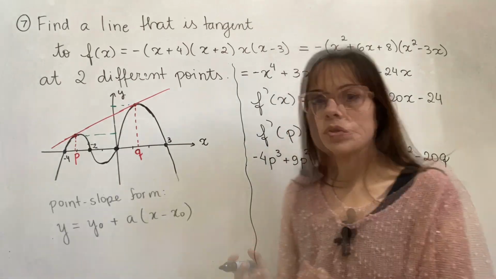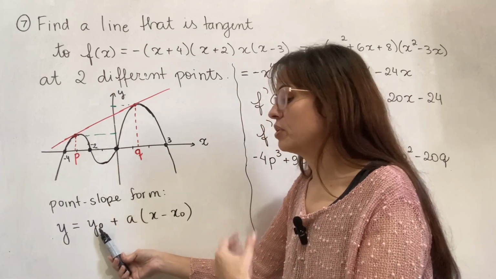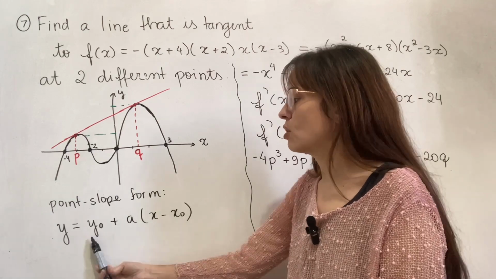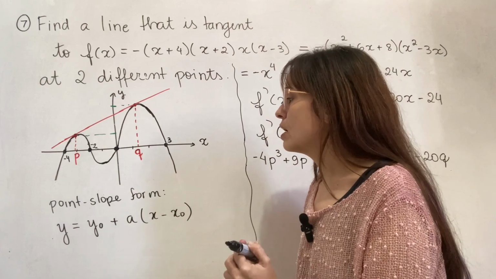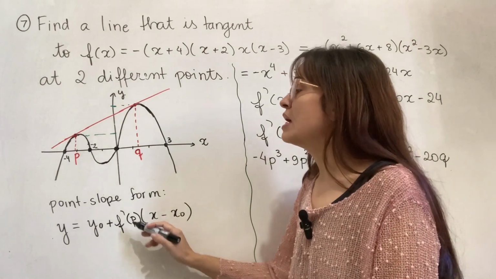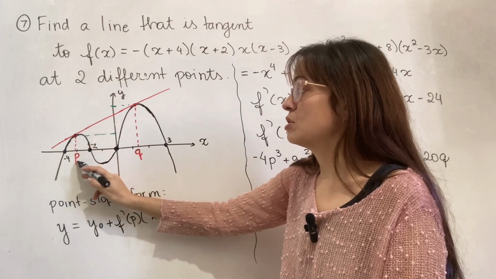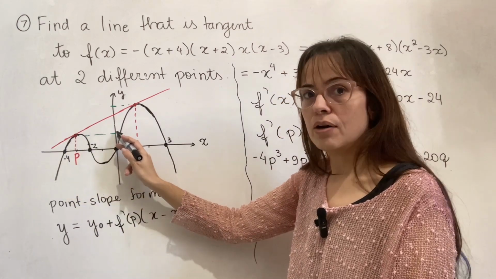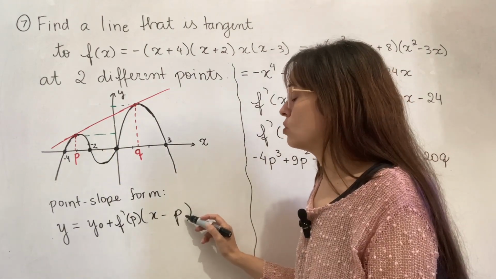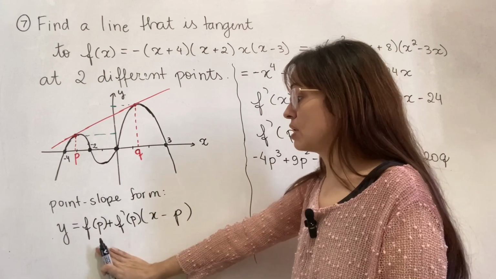So the point slope form of a line is that y equals the y0 of a given point that you know, plus the slope times x minus x0, which is the x of that same special point that you know. I'm going to do it at point P. So the slope is going to be f prime of P. And the special point that I'm talking about is exactly this one. The x coordinate is P and the y coordinate is f of P. So I'm going to put P here in x0, and over there in y0 I'm going to put f of P. That is the tangent line to this function at that point.